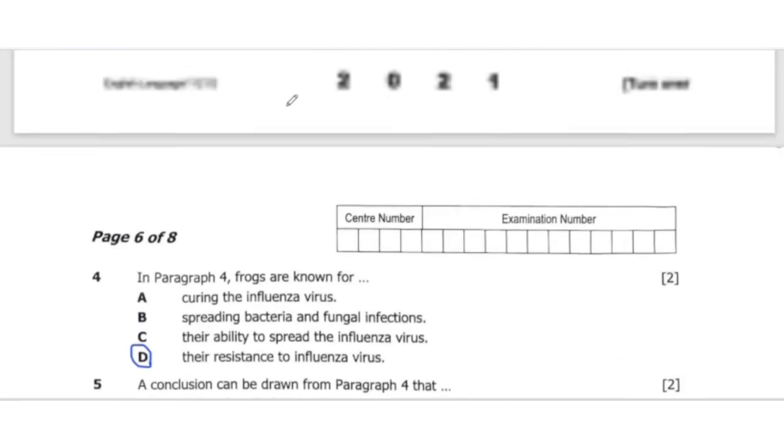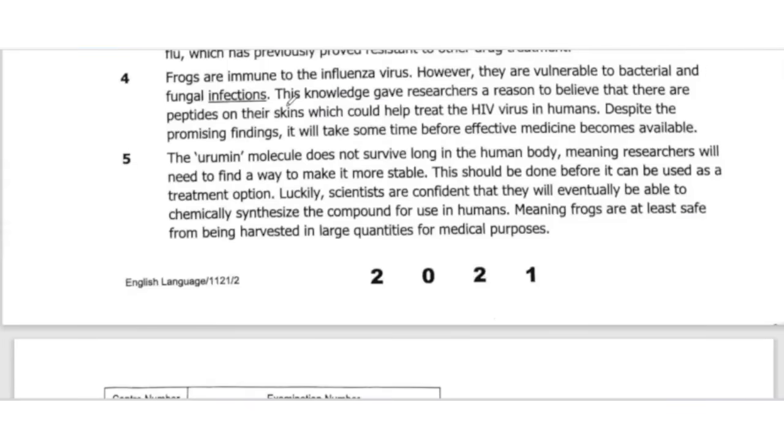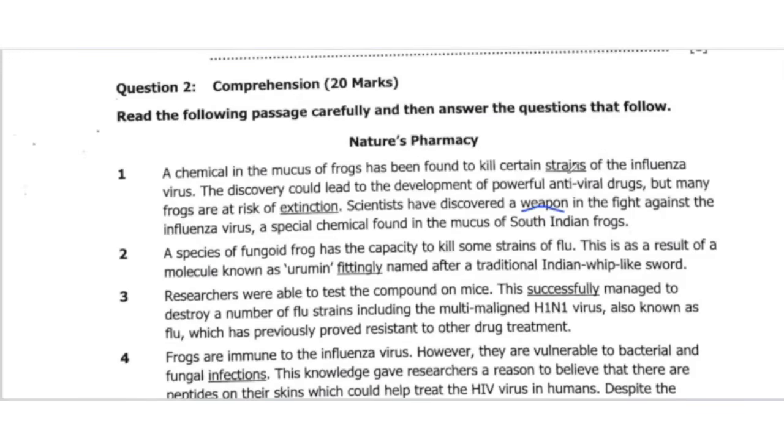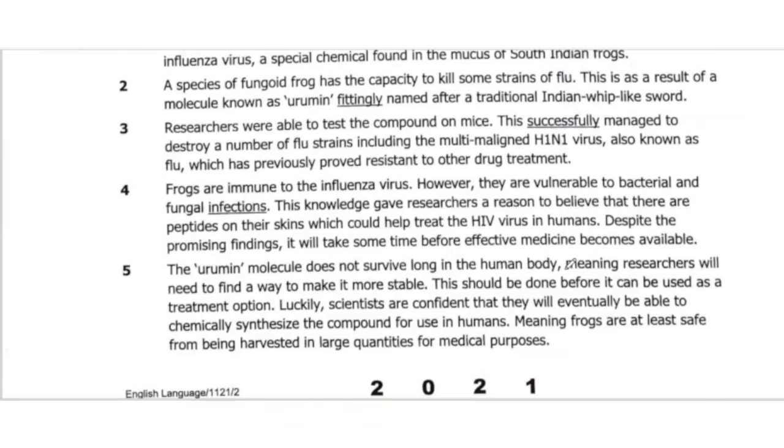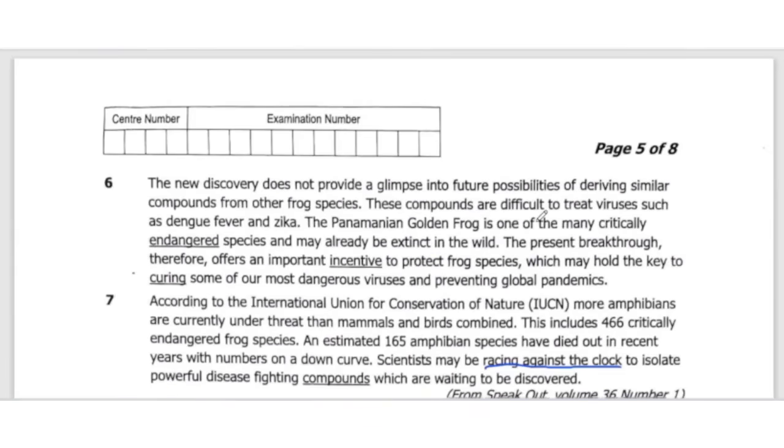Let's go back to the words that are underlined. So we come here, we have got strains. Strains doesn't mean payments. Extinction, no, that is not payment, extinction is just like getting finished. Then fittingly, no. Successfully, no, it's not even related to infections. We come to endangered. No. Incentives. Okay, so incentives is something like a payment. Yes, incentives is the word that means payment.